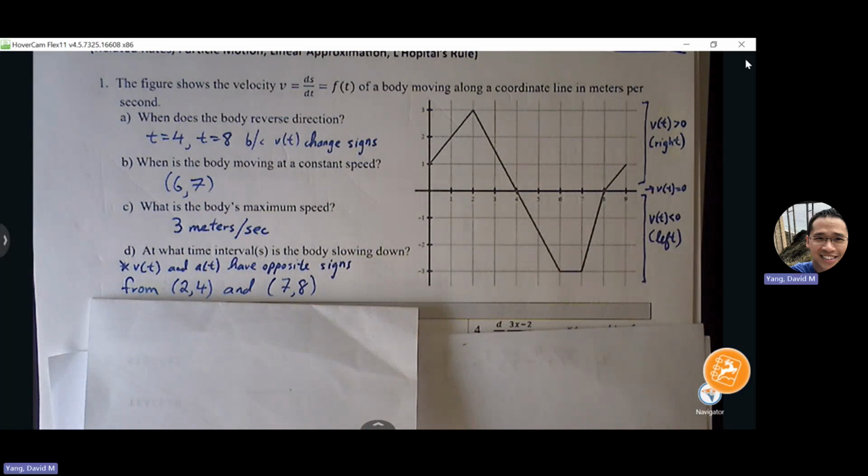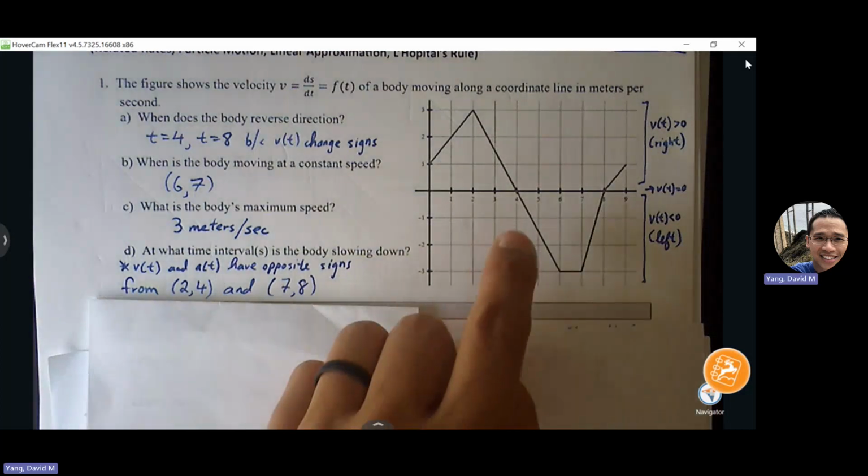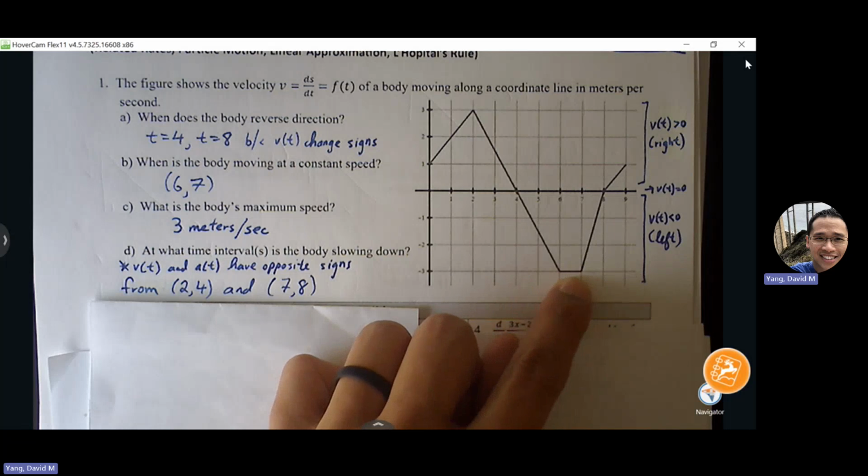What about 6 to 7? The acceleration is 0. So this one is a constant speed. The signs have to be, yeah. So if one is 0, then it's not considered. It's not speeding up or slowing down. Yes, holding that constant speed there.